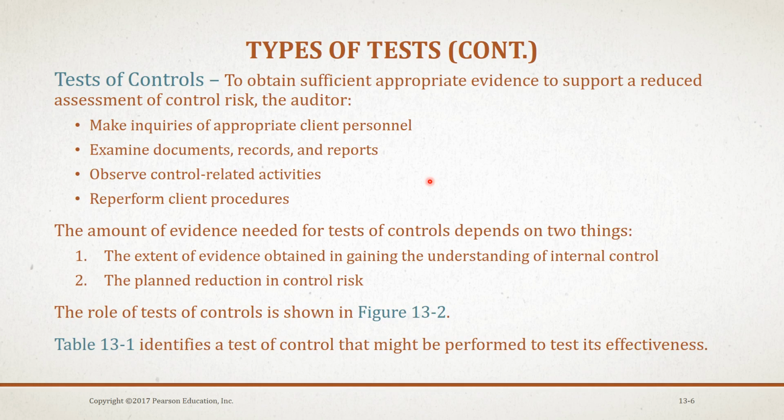Some of the ways that we can assess control risk below the max would be as follows. Number 1, make inquiries of appropriate client personnel. Examine documents, records, and reports. Observe control-related activities. Reperform client procedures. The amount of evidence needed for tests of controls really will depend on 2 things. Number 1, the extent of evidence obtained in gaining an understanding of internal control, and the planned reduction in control risk. So let's take a look at this particular role of test of controls.